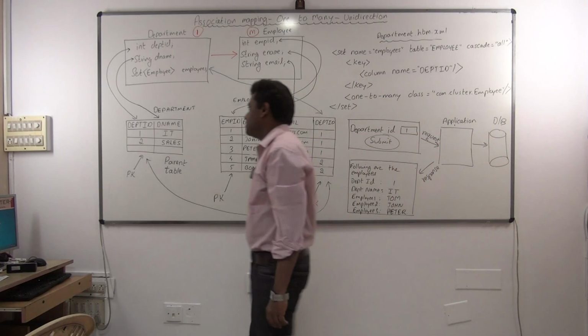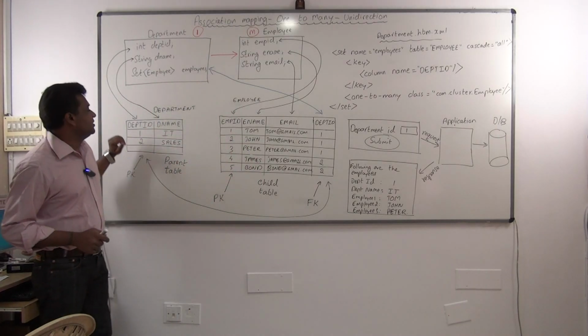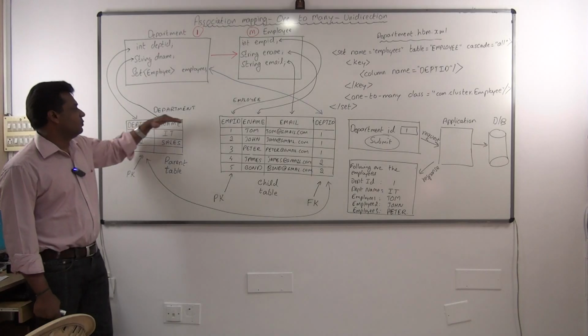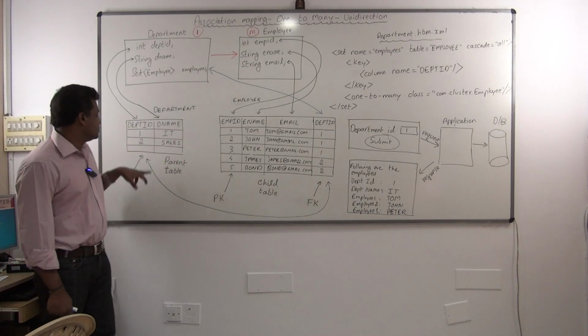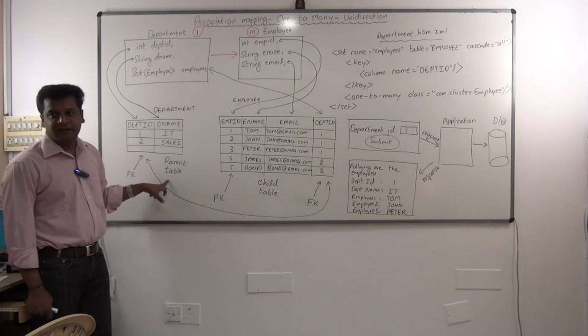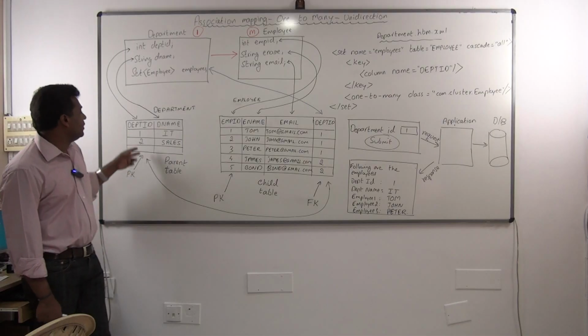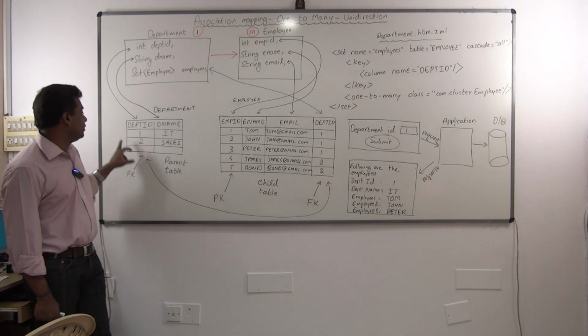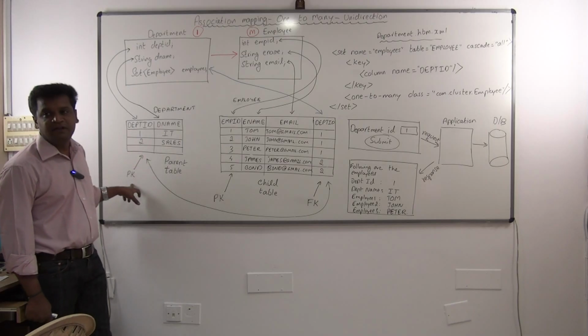Okay. So to understand that, let's go with the database first. See this, I am having two tables here. One is the department table and the other one is the employee table. Department table is the parent table. Employee table is the child table. And in department we are having two columns now: department ID and DName. And department ID is the primary key here.